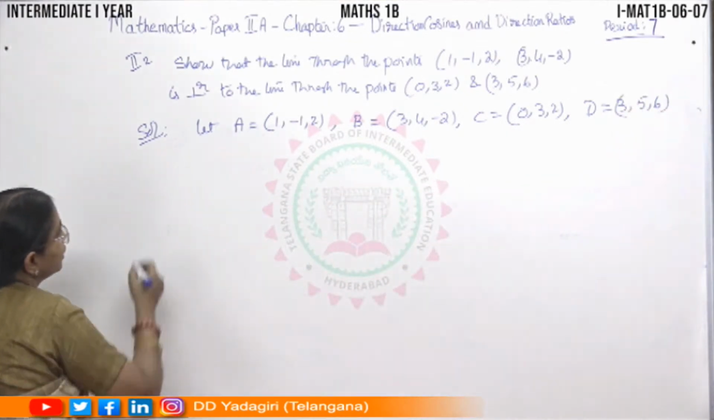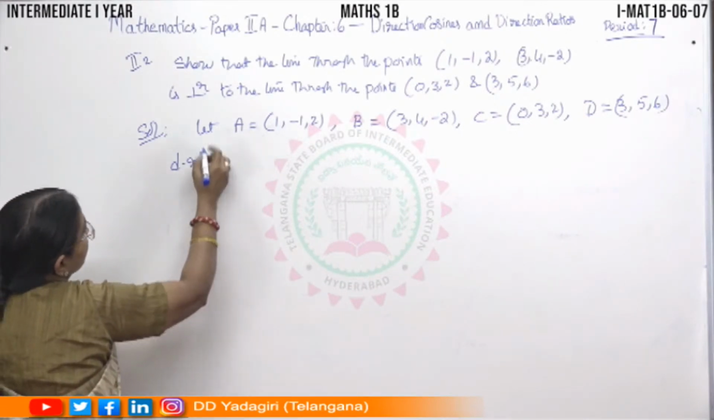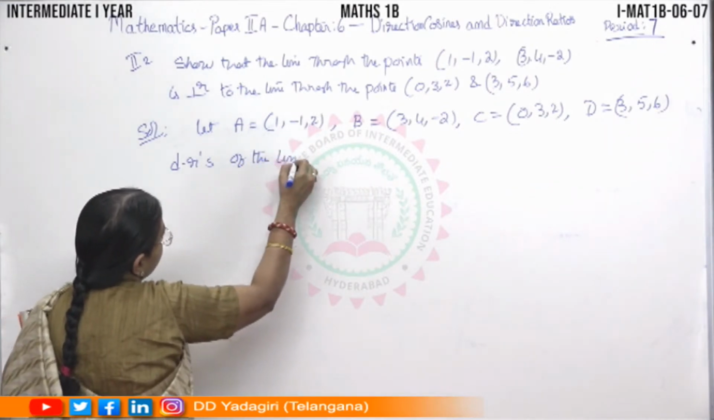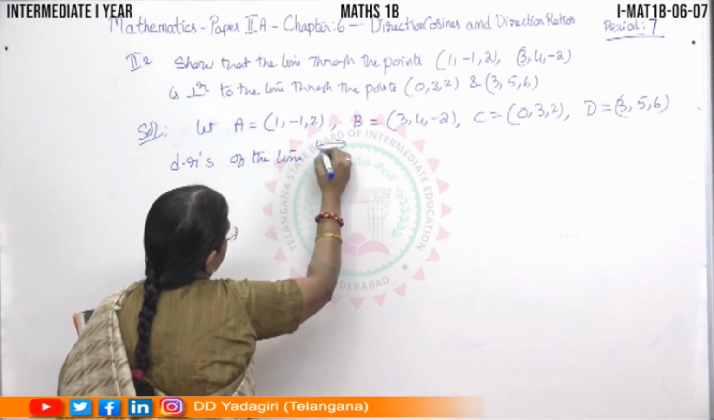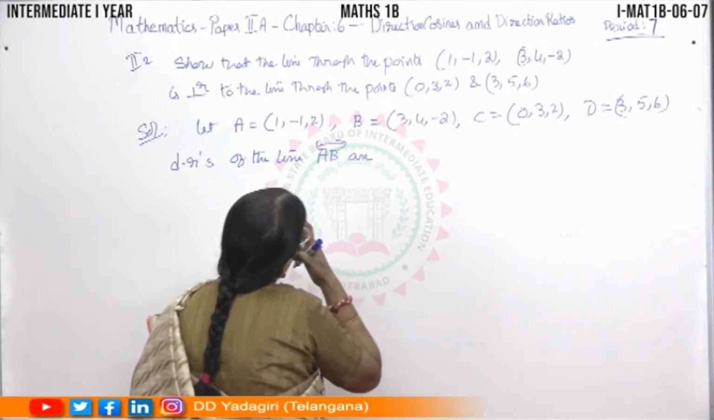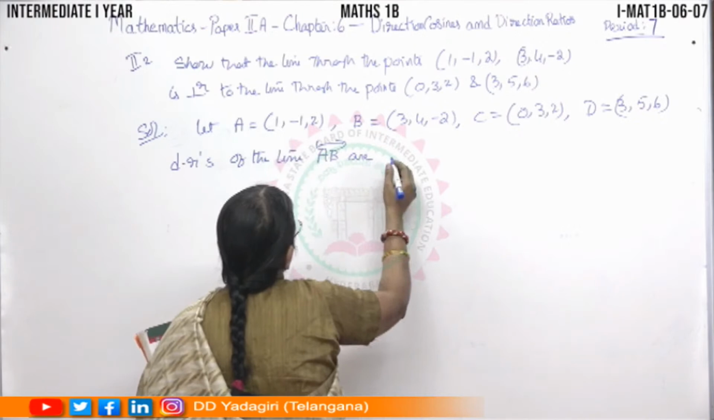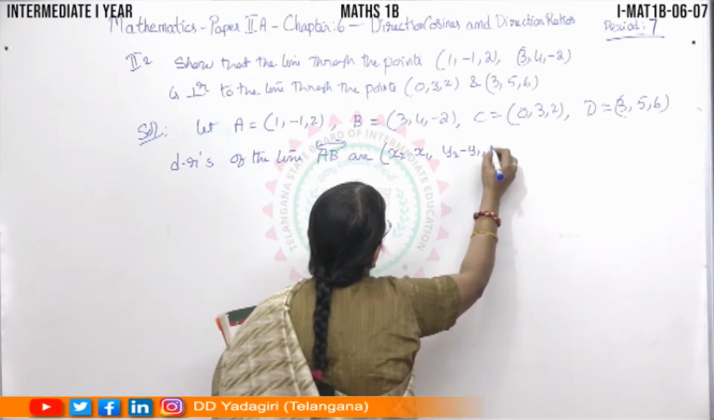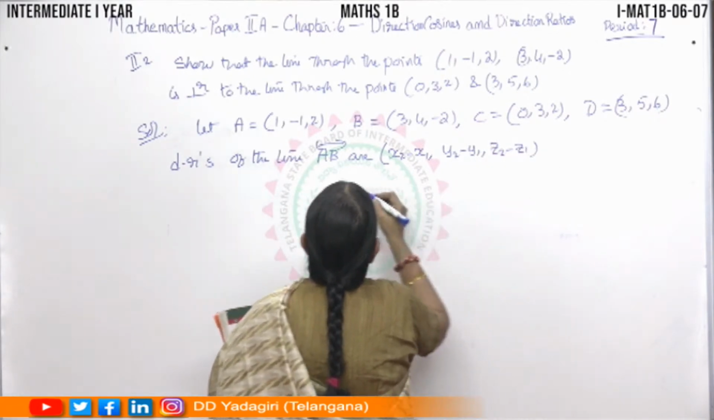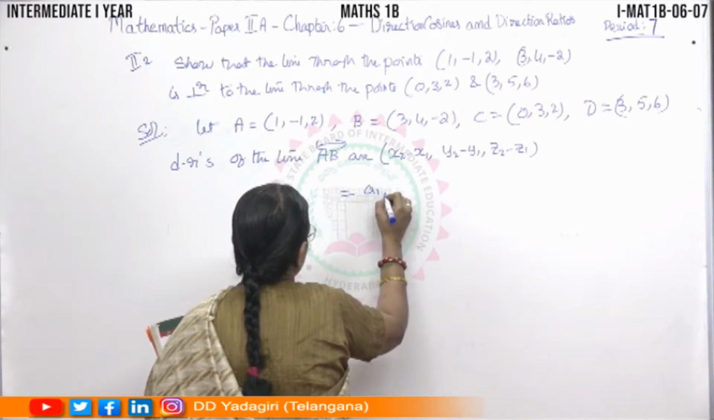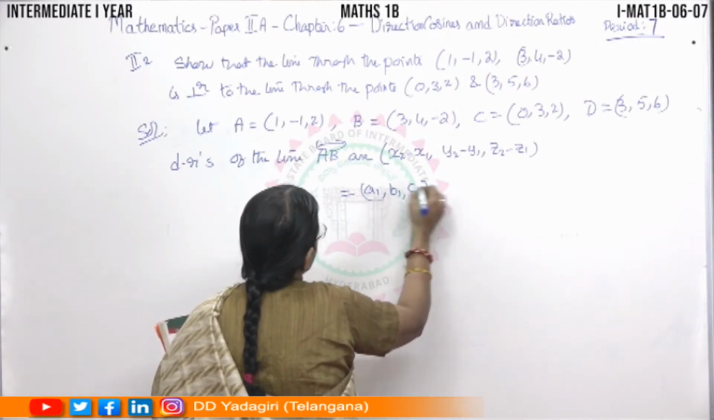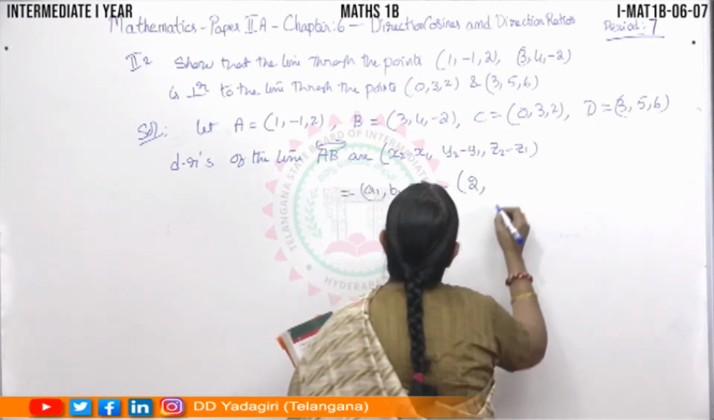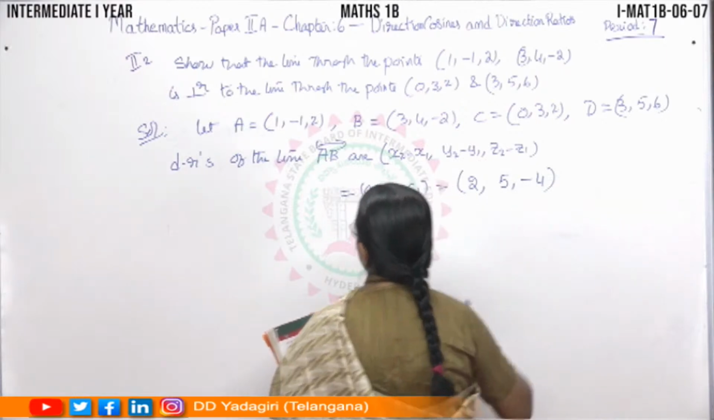Now we'll find the DRs of the line AB, the line passing through A and B. So the DRs of the line AB are, what are they? X2 minus X1. So the formula is X2 minus X1, Y2 minus Y1, Z2 minus Z1. So we name them as A1, B1, C1. So it is 3 minus 1, that is 2, 4 plus 1, 5 and then minus 4 like this.